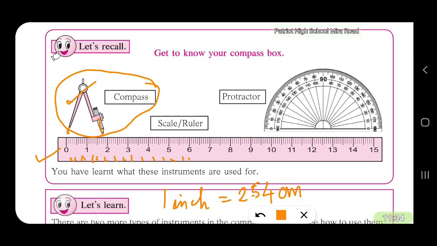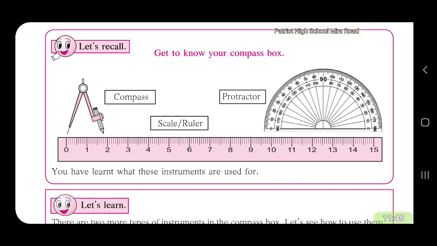It has got 0 to 15 centimeters. So it is a 15 centimeter scale. It is also known as a ruler. So this is a ruler or a scale. So where do you have a scale or a ruler? This one. This is a scale or a ruler.